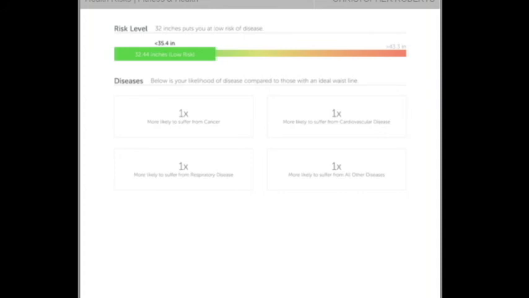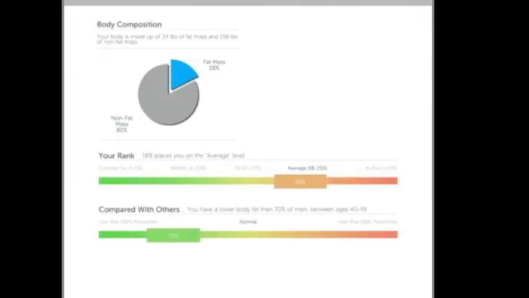So yeah, that's very interesting. I think I'm kind of overweight, and I still supposedly am in the top 30% of people. So let's see what we can do. All right, body composition. Like I said, I'm not sure if this is 100% accurate, but supposedly I'm like 18% body fat. And up here it says my body is made of 34 pounds of fat mass and 158 pounds of non-fat mass.